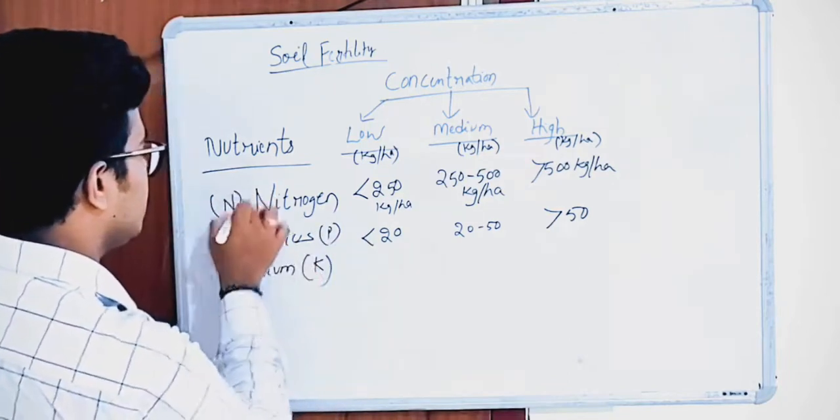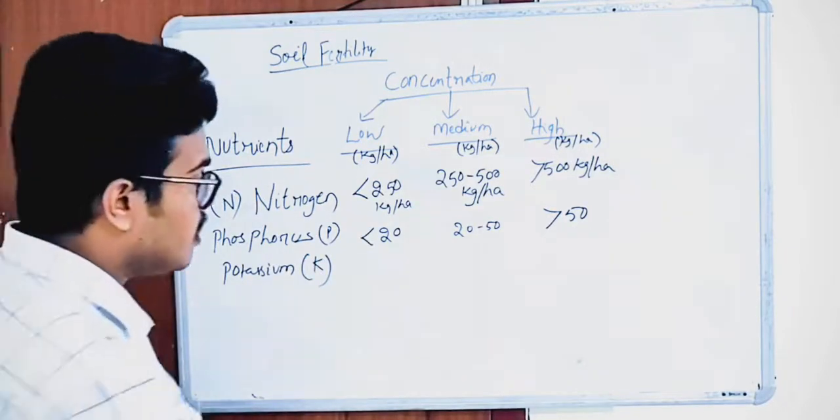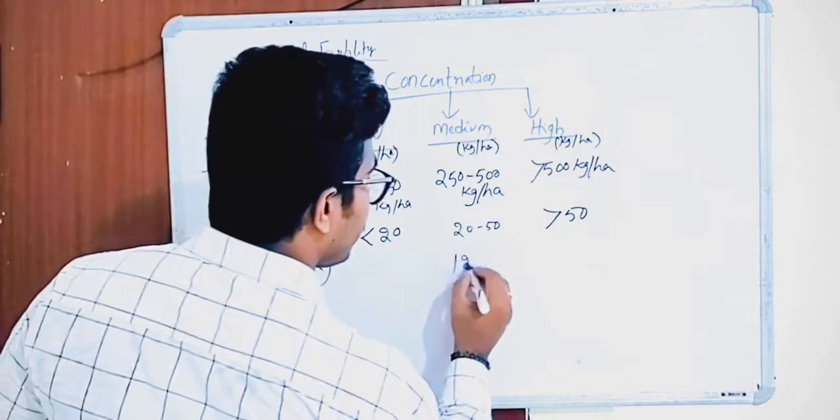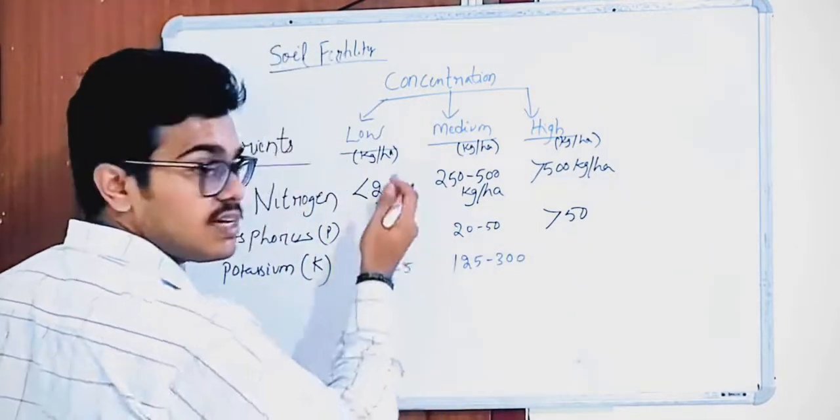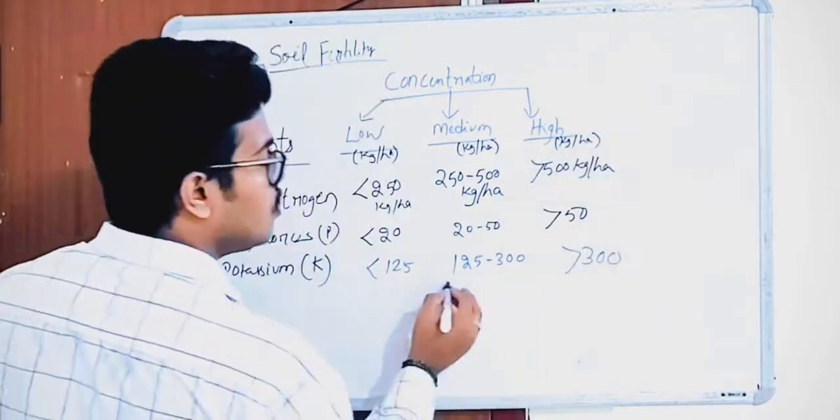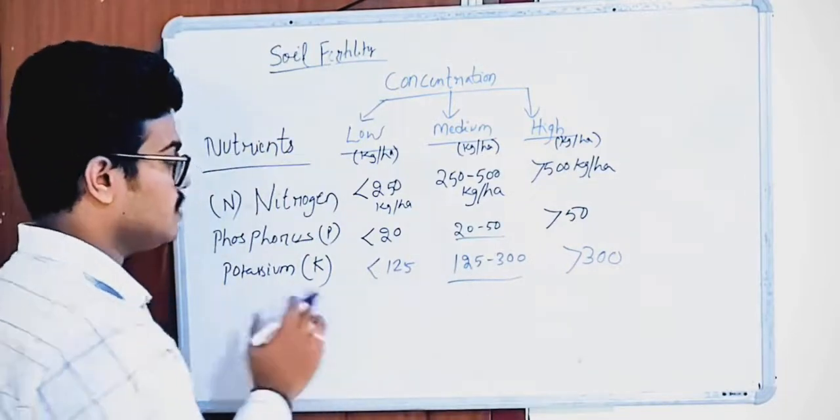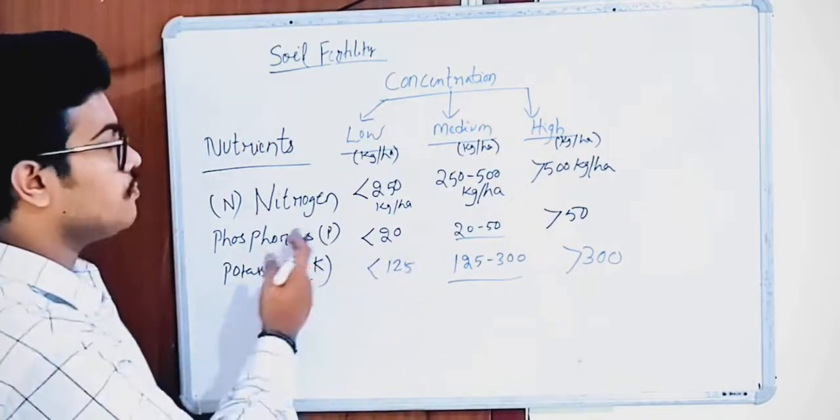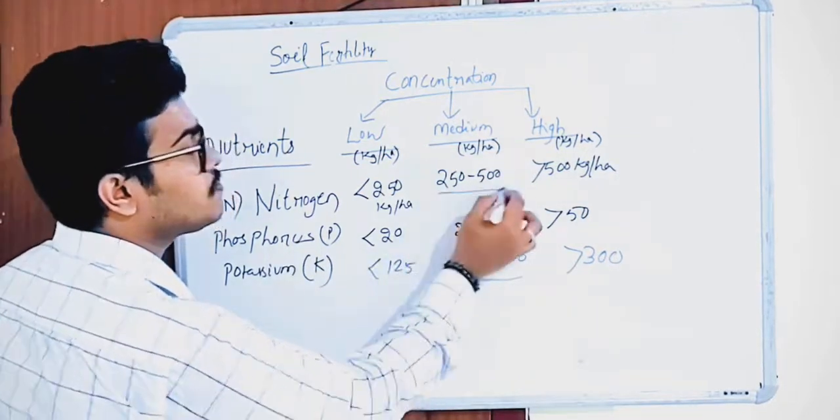Okay. Coming to potassium, we have to remember that the potassium amount should be between 125 to 300. If it is less than 125 kgs per hectare, it is low. Optimum is 125 to 300 for potassium. For phosphorus, it is 20 to 50. For nitrogen, it is 250 to 500 kgs per hectare.